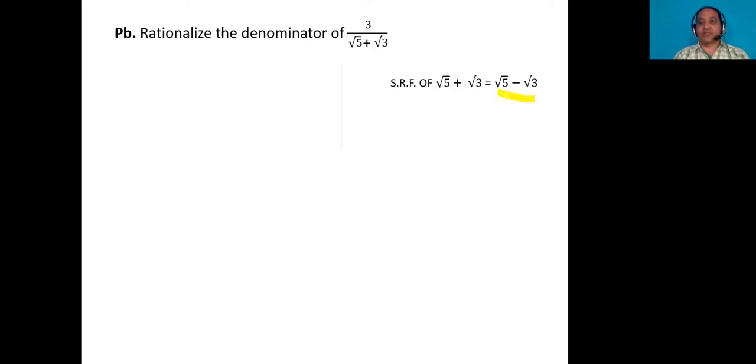Do you understand this? Do you remember this? These are the SRFs of each other. We simply change the sign in between. Here it is plus, then this is minus.